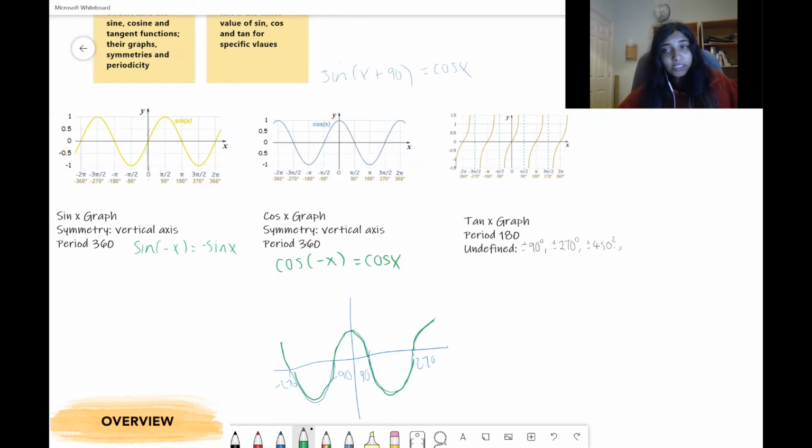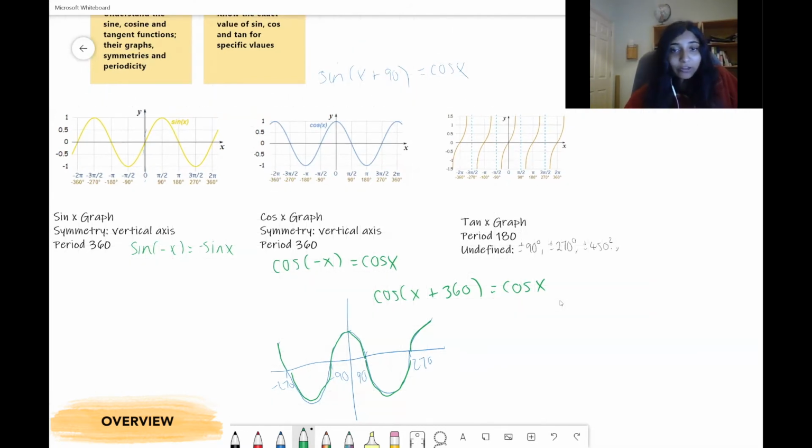And the last thing you need to know is what the period of the graph is. So like the sine x graph, it has a period of 360 degrees, which means that the graph just repeats itself every 360 degrees. So that means if you were to do cos of x plus 360, you would just get cos of x. So that's just an overview of the cos x graph. So now let's move on to the tan x graph.